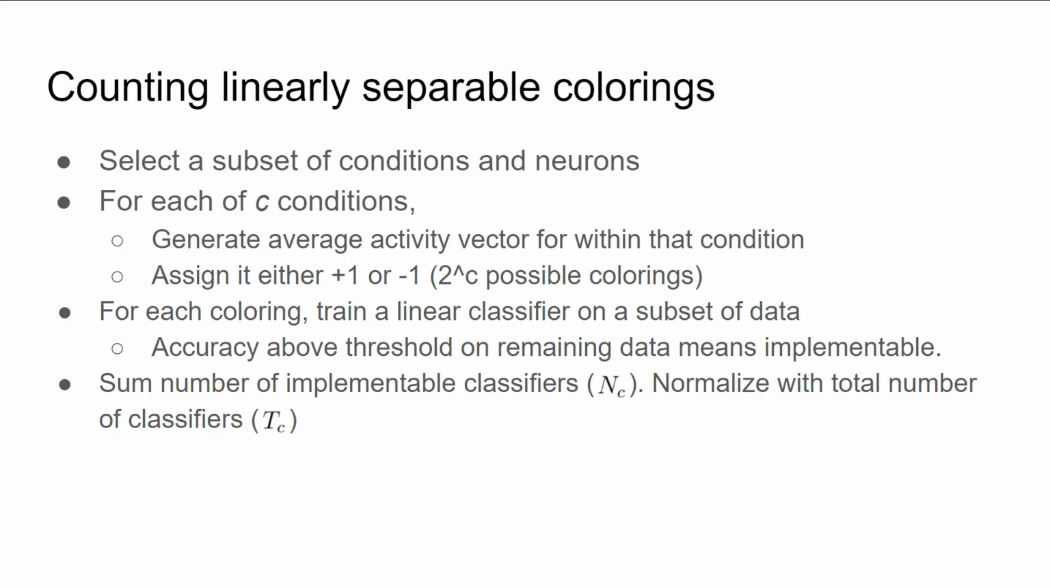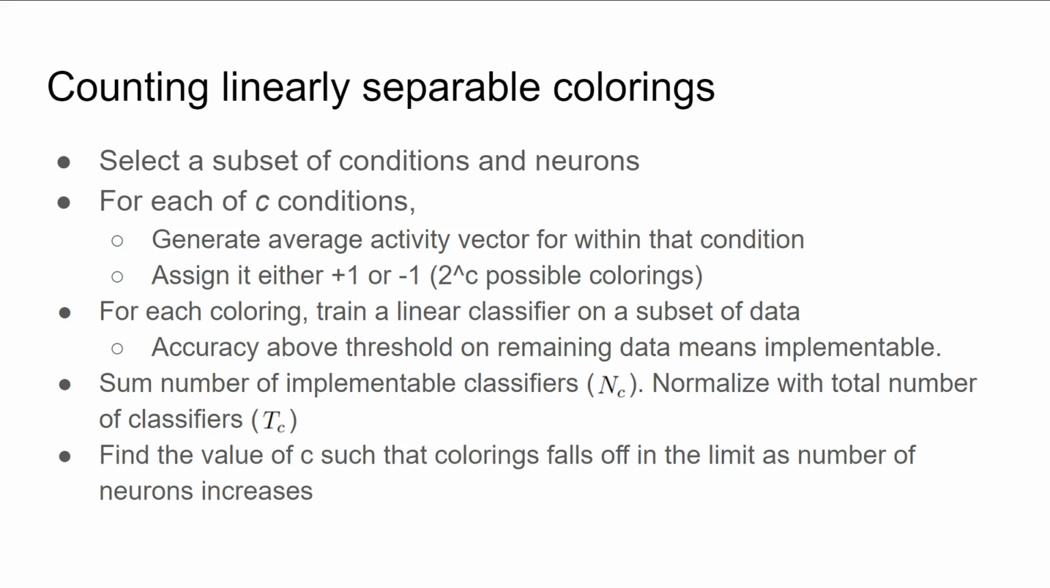Then you sum the number of implementable classifiers. So you had NC implementable classifiers. You divide it by the total number of classifiers, which is 2 to the C. So that will depend only on the C. And then we find the values of C such that the coloring falls off. And they do that with like a log space thing.